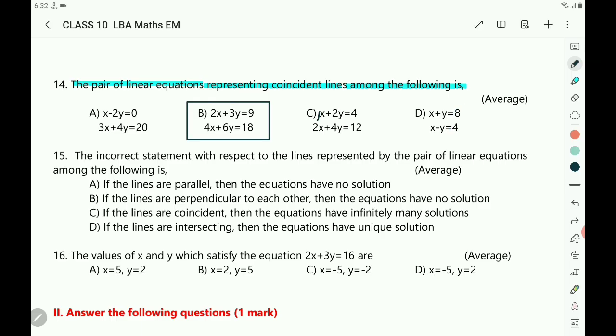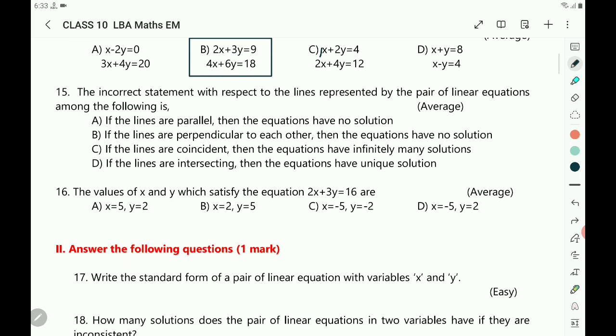So what is the answer? All the terms of the first equation are multiplied by the same number 2, 2, 2, 2. So 2 2s are, 3 2s are, 9 2s are. So here you can have the ratio a1 by a2 equals b1 by b2 equals c1 by c2.